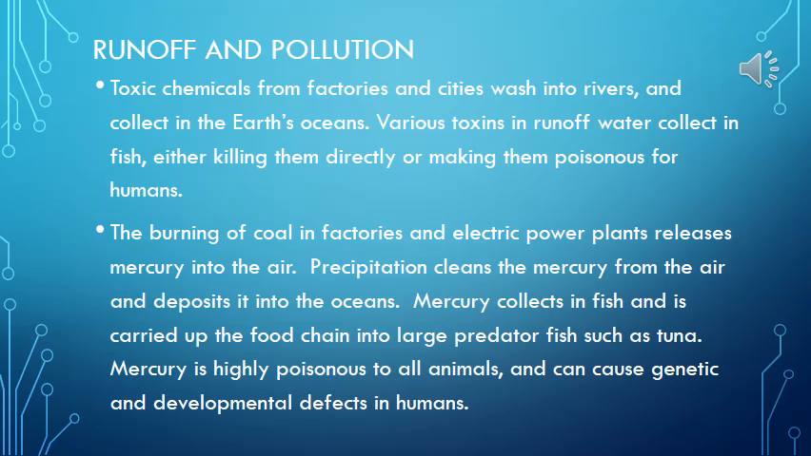Various toxins in runoff water collect in fish, either killing them directly or making them poisonous for humans. The burning of coal in factories and electric power plants releases mercury into the air. Precipitation cleans the mercury from the air and deposits it into the oceans. Mercury collects in fish and is carried up the food chain into large predator fish such as tuna. Mercury is highly poisonous to all animals and can cause genetic and developmental defects in humans.